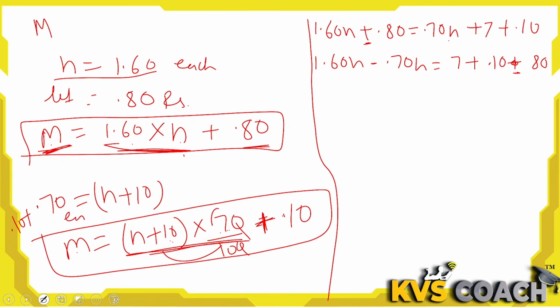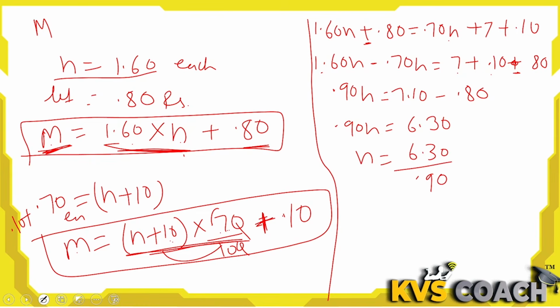Okay, so what will be the value? 1.60 minus 0.70, that is 0.90. And here 7 plus 0.10, 7.10 minus 0.80, that is 6.30. So 0.90n is equal to 6.30. Here 6.30 divided by 0.90, 9 7s are 63, so n is equal to 7. So the value of n is 7 here.